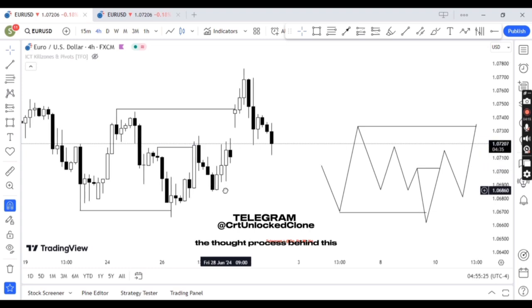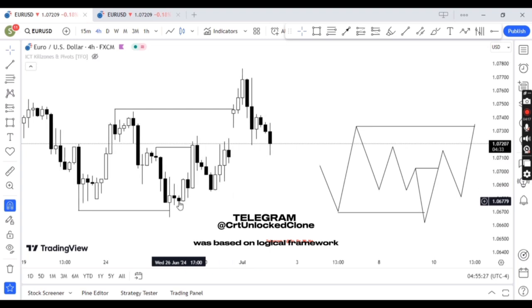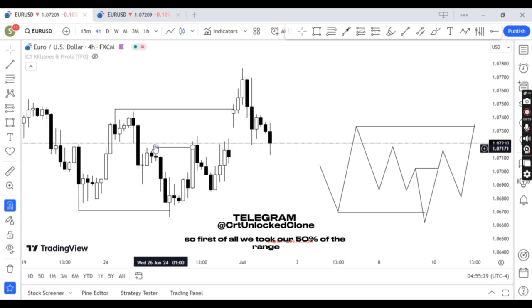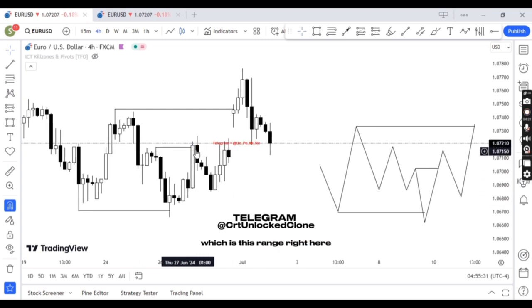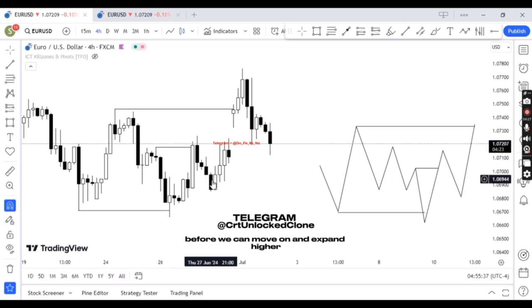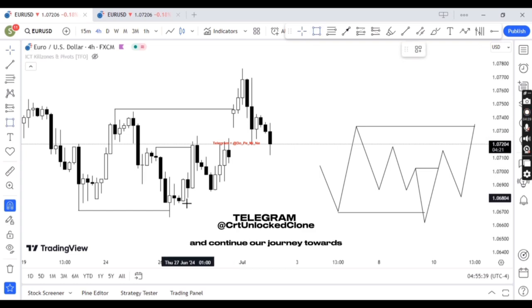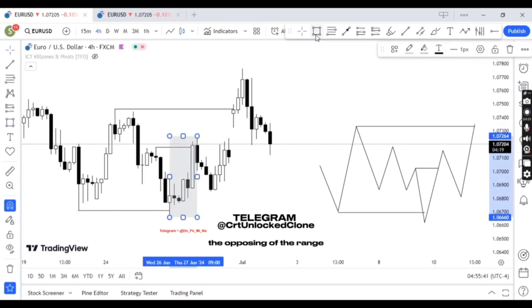Now the thought process behind this was based on a logical framework. First of all, we took out 50% of the range, which is this range high right here, and based on that we can expect a retracement profile before we can move on and expand higher and continue our journey towards the opposing end of the range right here.